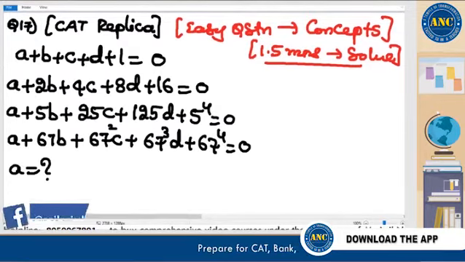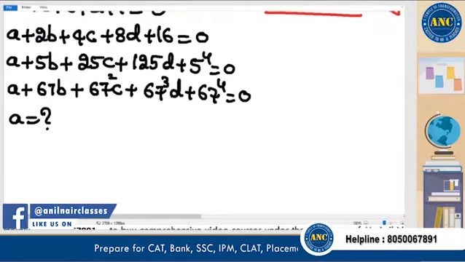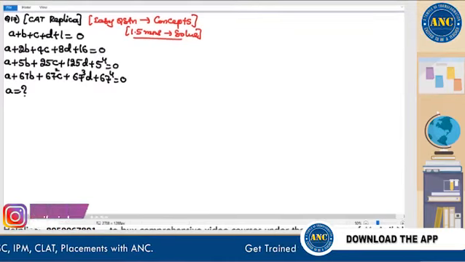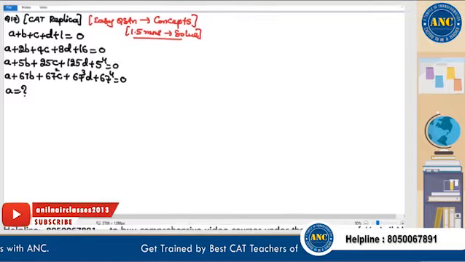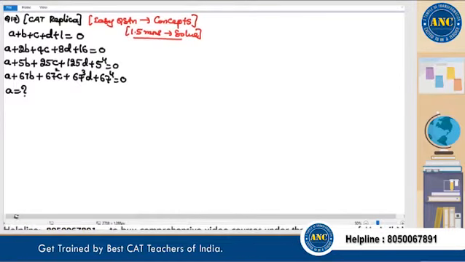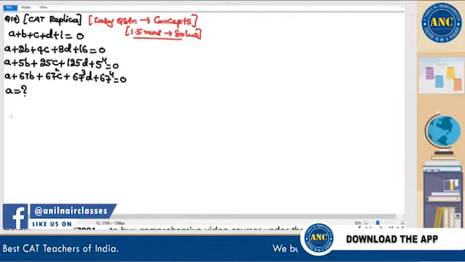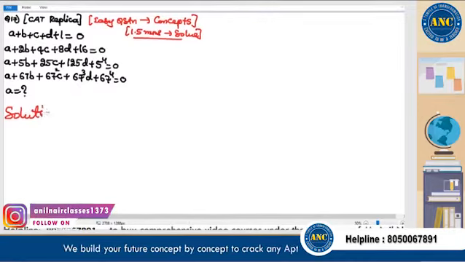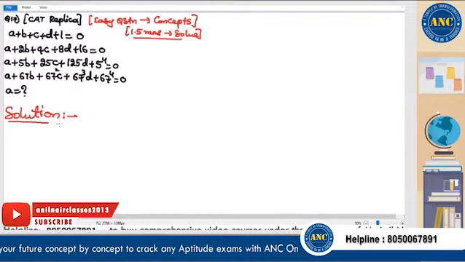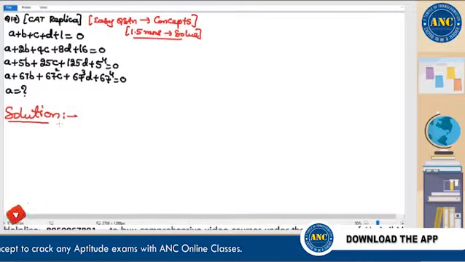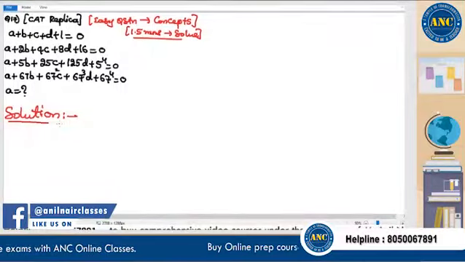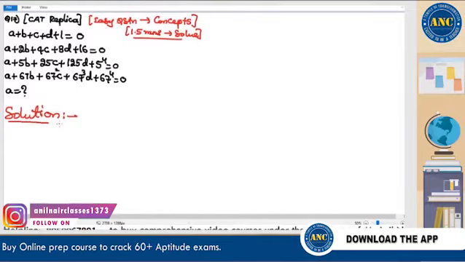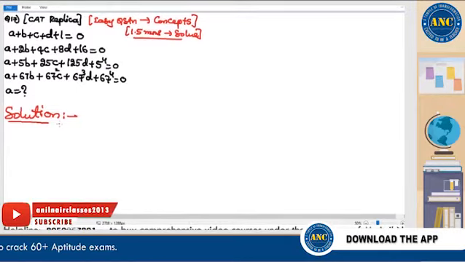Very, very good question based upon your concepts. A plus B plus C plus D plus 1 equals 0. Shall I solve the question? Very, very good question it is. Solution. Any answers for this question? Shall I solve? Now see here.